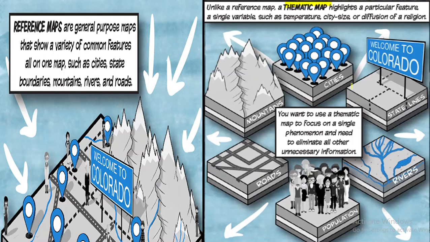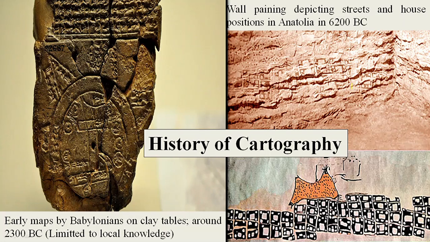Okay, so that is the difference between a reference map and a thematic map. A reference map is a general purpose map, and a thematic map is a special purpose map. Now coming to the history of cartography, as we all know, cartography is the study of maps, the study and practice of map making.